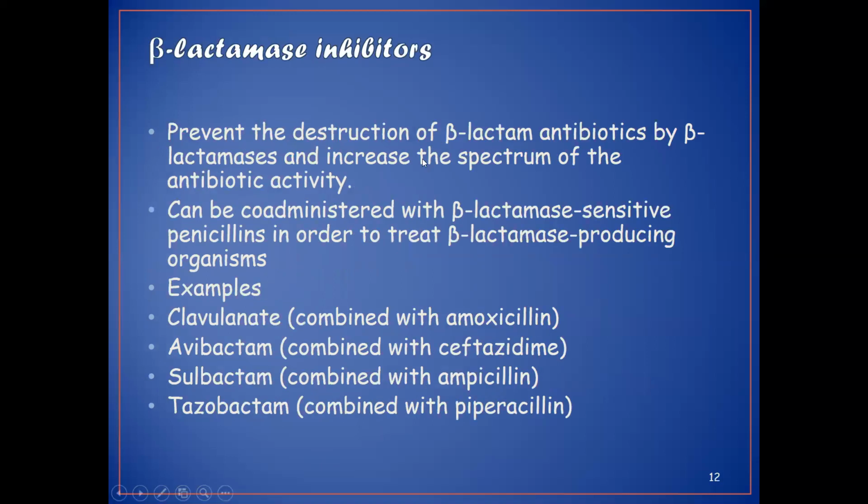So beta-lactamase inhibitors prevent the destruction of beta-lactam antibiotics by beta-lactamase and increase the spectrum of the antibiotic activity. They can be co-administered with beta-lactamase-sensitive penicillins in order to treat beta-lactamase-producing organisms. Examples include clavulanate, which is combined with amoxicillin, avibactam, which is combined with ceftazidime, sulbactam, which is combined with ampicillin, and tazobactam, which is combined with piperacillin.